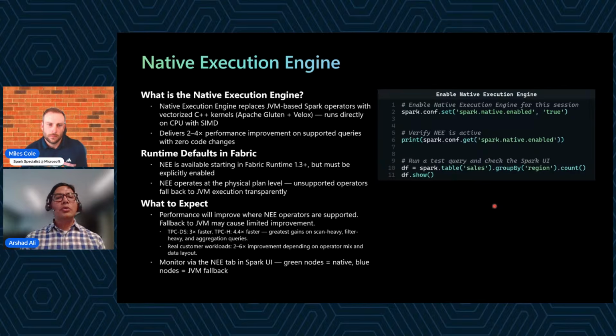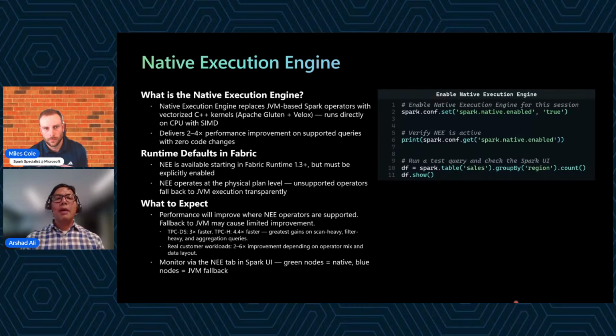This native execution engine is an engine that we ship as part of the Fabric runtime, which you can make use of by just simply switching a config. And this replaces the JVM-based engine that standard Spark uses. It is based on two open source projects called Apache Gluten and Velox, which offer vectorized C++ kernels for running our queries directly on CPU and SIMD.